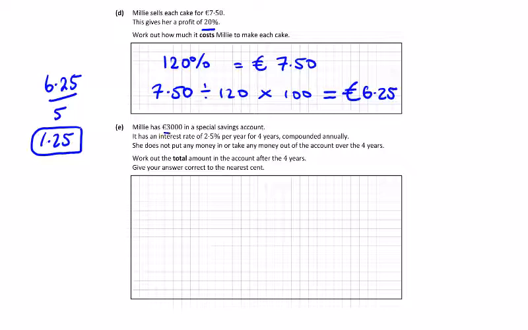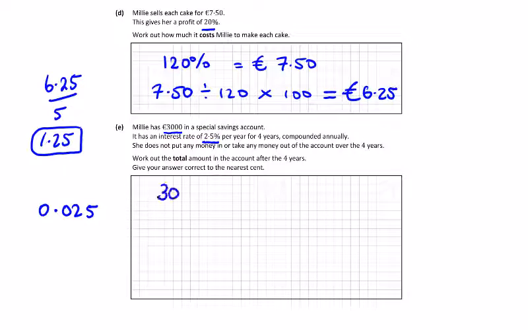Also in this question, she's got 3,000 in a special savings account. The interest rate is 2.5%. Be careful with 2.5%. This is 2%, 0.02. So add a 5 on instead of writing 0.25. And it's for 4 years compounded annually. And she does not put any money in or take any money out over the 4 years. And how much is the total in the account after 4 years?